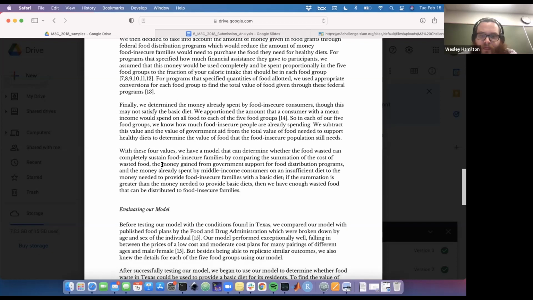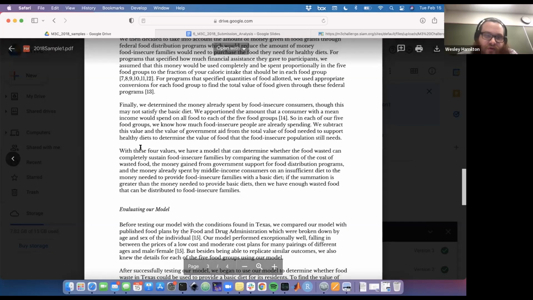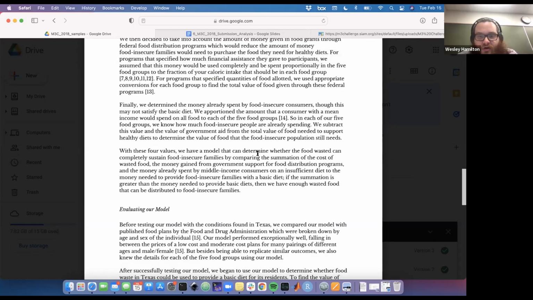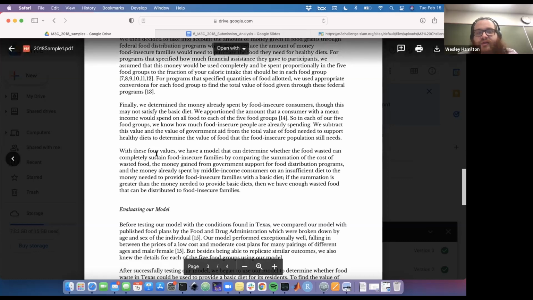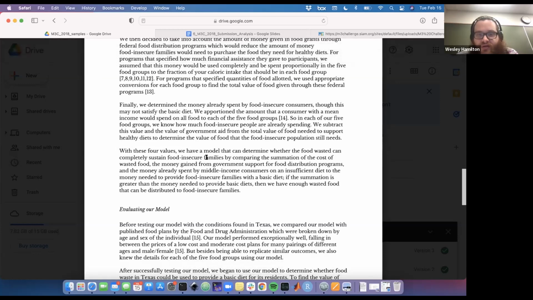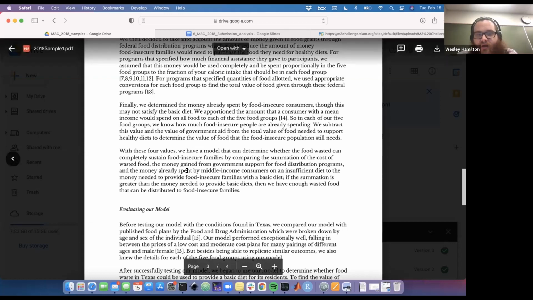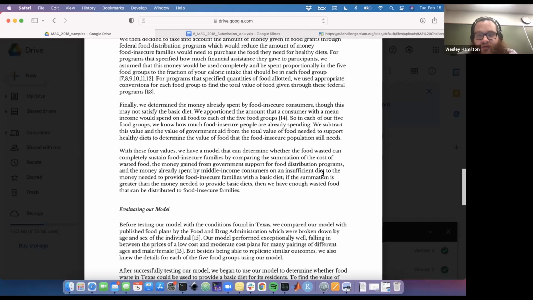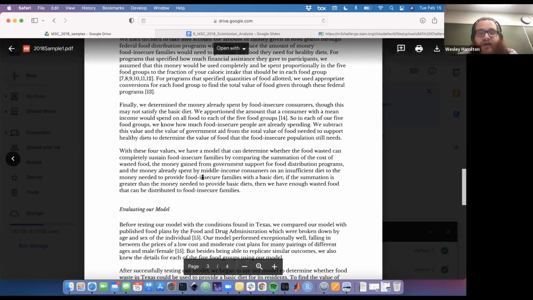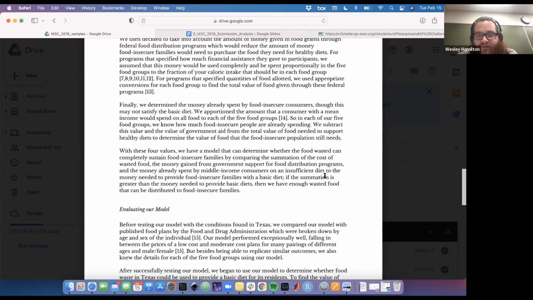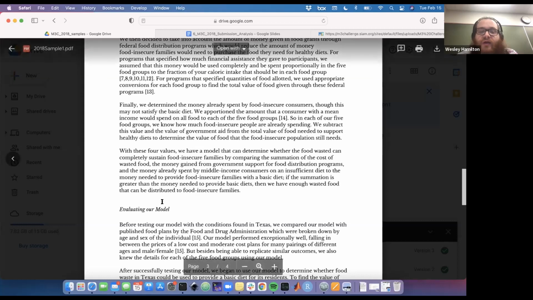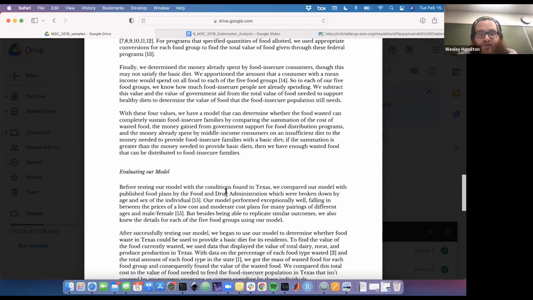Okay. And so I think key here then, with these 4 values, we have a model that can determine whether the food wasted can completely sustain food insecure families by comparing the summation of the cost of wasted food, the money that they're getting from government support for food distribution programs, and the money already spent by middle-income consumers on an insufficient diet, to the money needed to provide food insecure families with a basic diet. If the summation is greater than the money needed to provide basic diets, then we have enough wasted food that can be distributed to food insecure families.